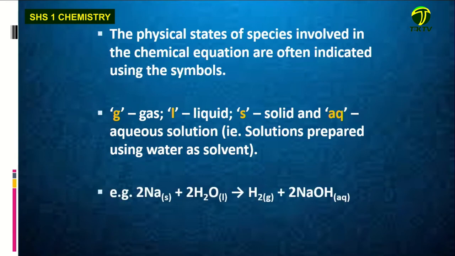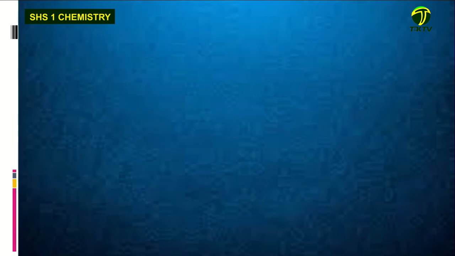So let's look at this example. We have sodium being solid, water being liquid, hydrogen being gas, and then sodium hydroxide being aqueous.